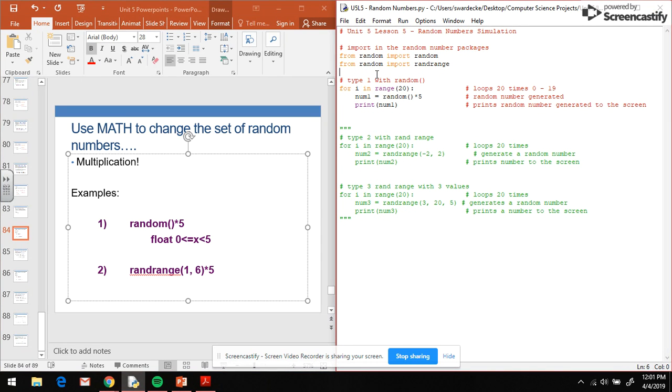Now, if we did this again, but we used type 2 instead, so you can see the example here, I have to put another comment, and there we go. So this one, we're going to change it to be 1, 6, which we know would produce numbers 1, 2, 3, 4, and 5. And what we're going to do now is on the outside, we're going to multiply by 5. So I can add that in there. So I'm going to run this as well.